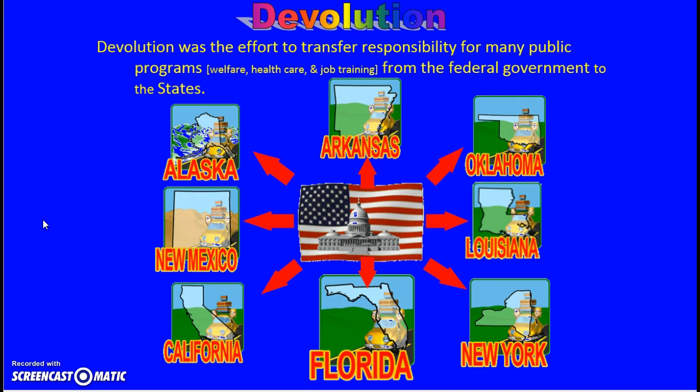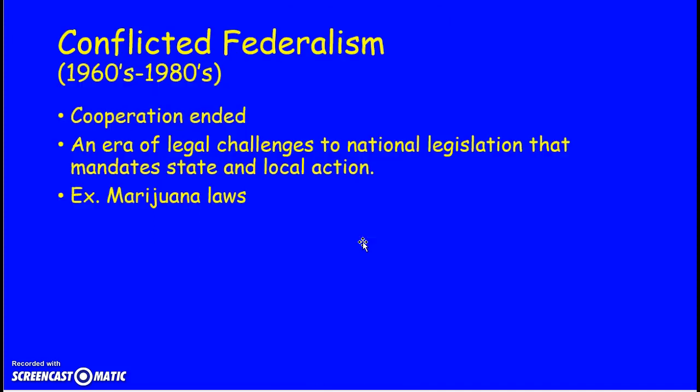From there, we have now moved into devolution, where more and more power, or responsibility for implementing programs, is devolved to the states from the federal government. And from there, we've moved to conflicted federalism, where cooperation has ended and there are legal challenges to national legislation that mandates state and local action.